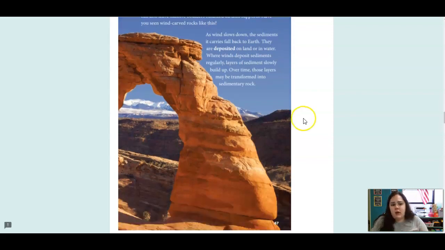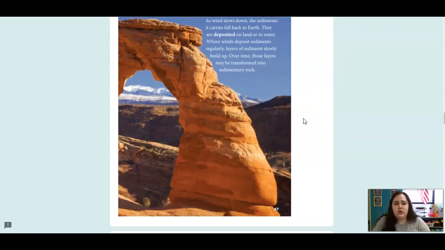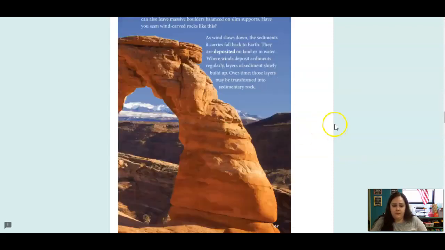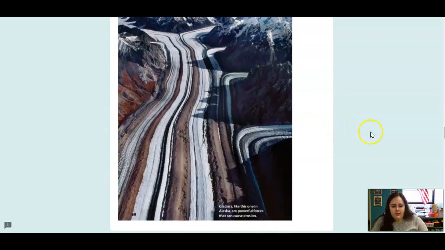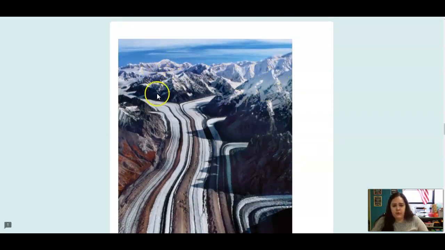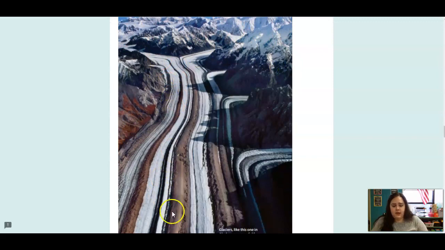As wind slows down, the sediments it carries fall back to earth. They are deposited on land or in water. Where wind deposits sediments regularly, layers of sediment slowly build up, and over time, those layers may be transformed into sedimentary rock. So you can see the arch here that was created by the wind, by erosion. It says glaciers like this one in Alaska are powerful forces that can cause erosion. So here's the glacier. You can see the erosion that it caused.